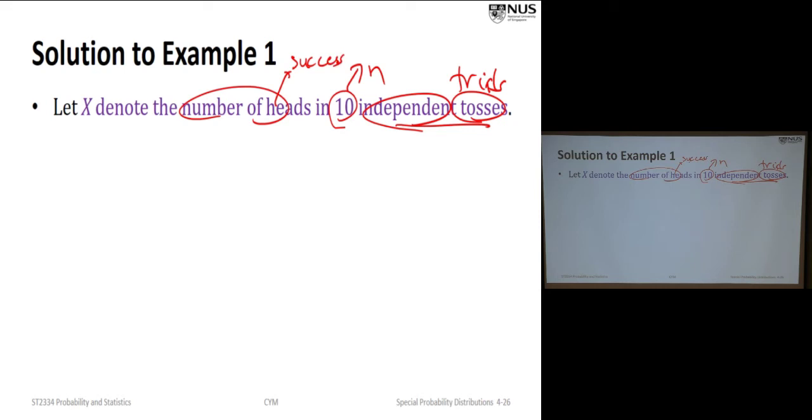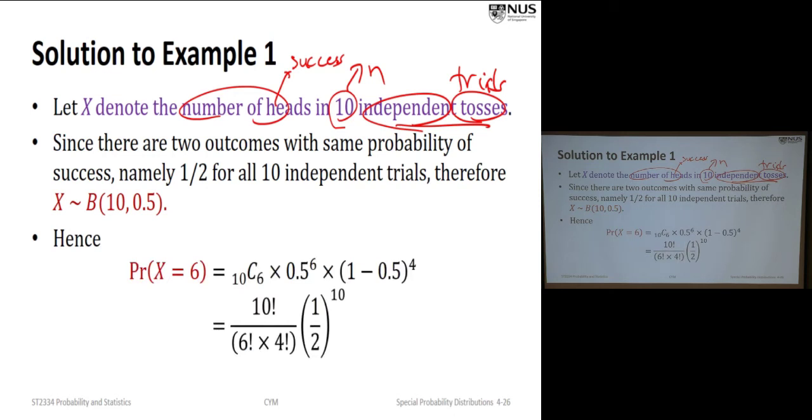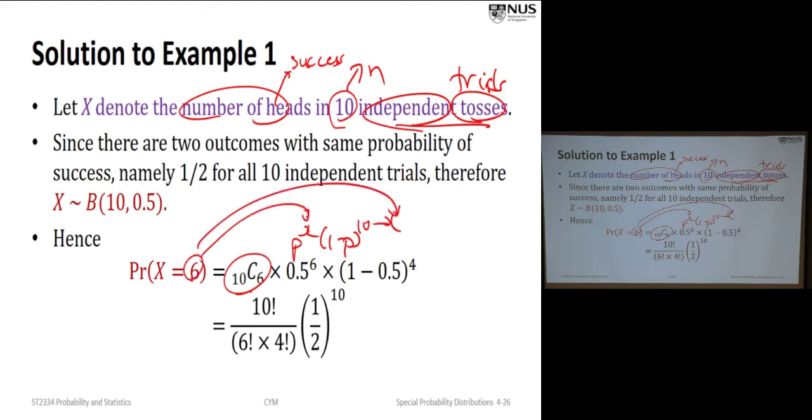All right, x denotes the number of successes in n independent Bernoulli trials. So x follows a binomial distribution with n equal to 10 and p equal to 0.5. So the probability is 10 choose 6, times p to the power x, times 1 minus p to the power 10 minus x, where x is equal to 6 and p is equal to half in this question. So this is the answer. You can simplify it and get the answer 0.2051.